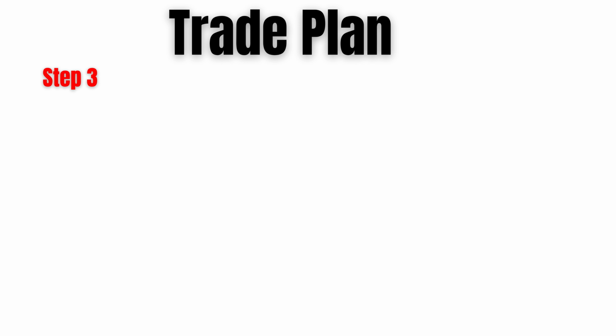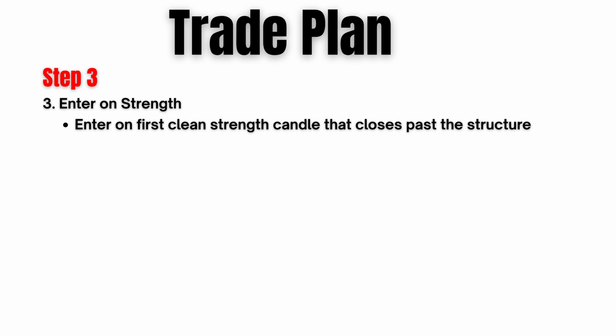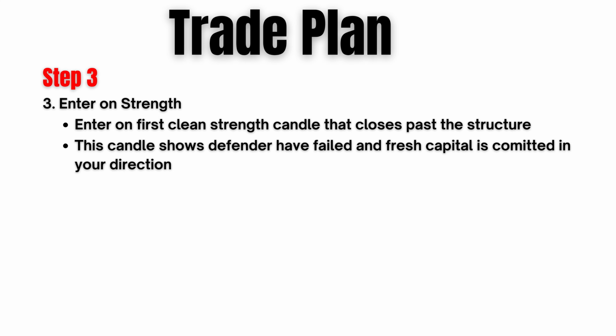Step 3. Enter on strength. Enter on the first clean strength candle that closes past structure. This candle is your green light. It shows that not only have the defenders failed, but fresh capital is committed in your direction.